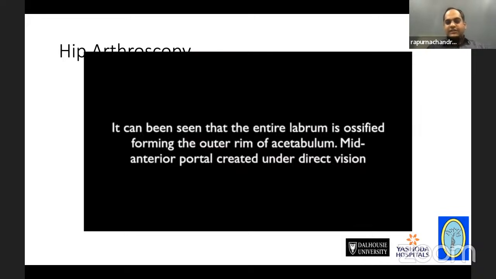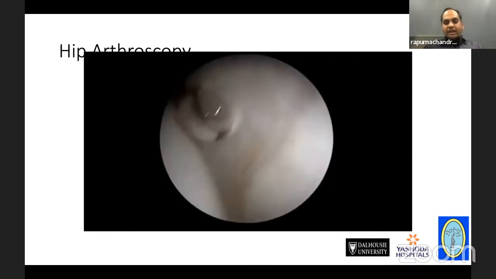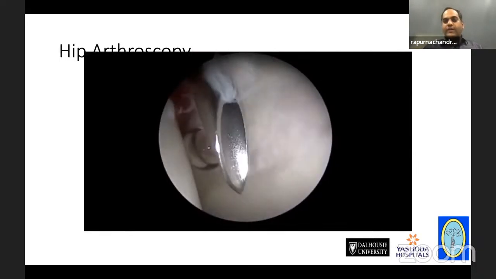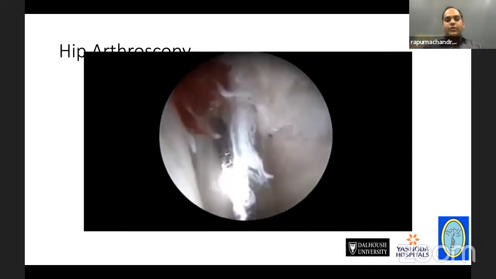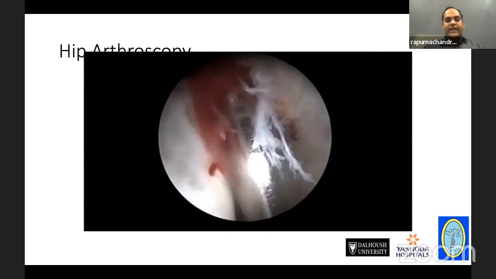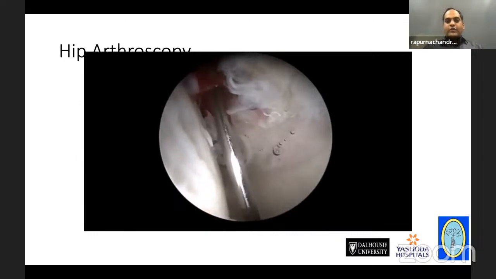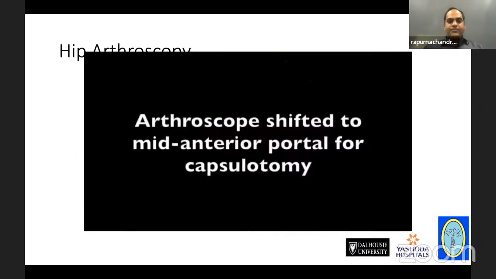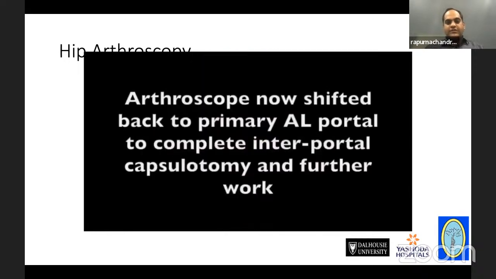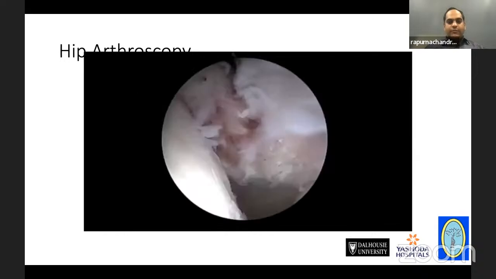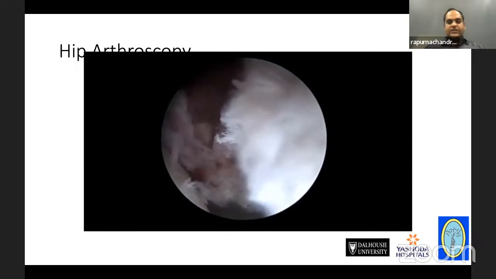Here, this is what we call the ankylosing spondylitic variant, where there is global calcification of the entire labrum. You see, I'm seeing from the anterolateral portal, there is no labrum whatsoever, and it's very tough to get the mid-anterior portal in place. However, we could get that, and of course, you shift the arthroscope and do your capsulotomy slowly. And now back to the anterolateral portal.